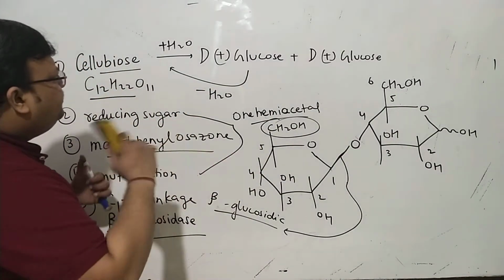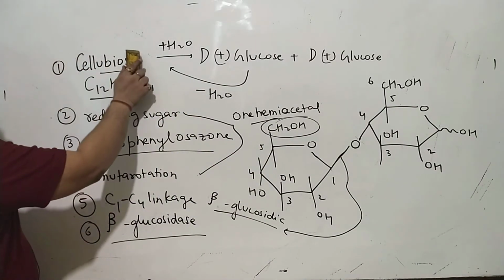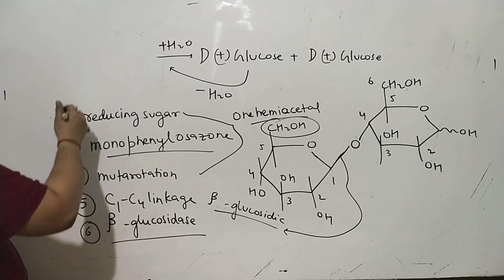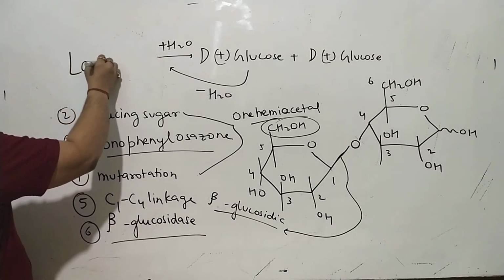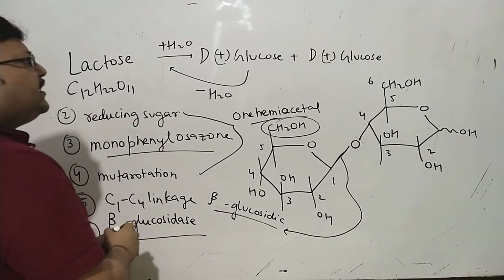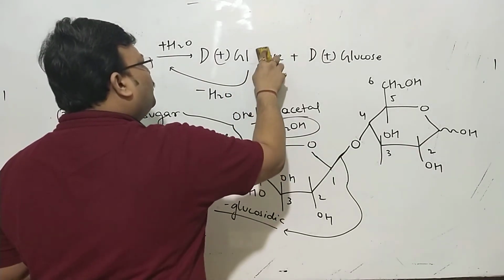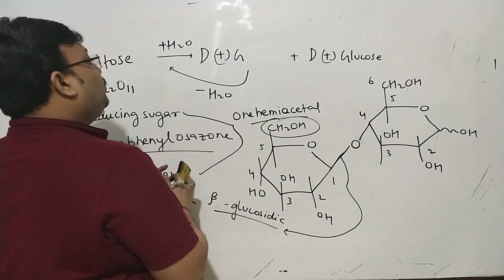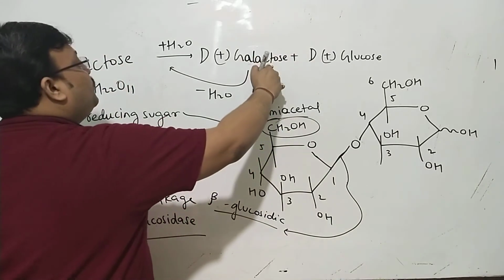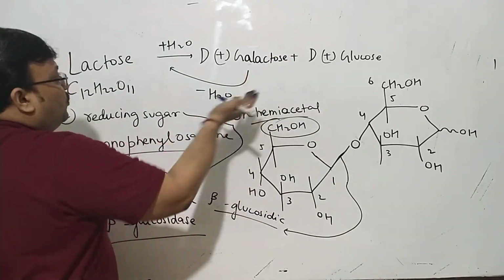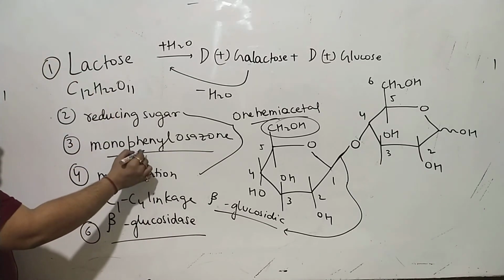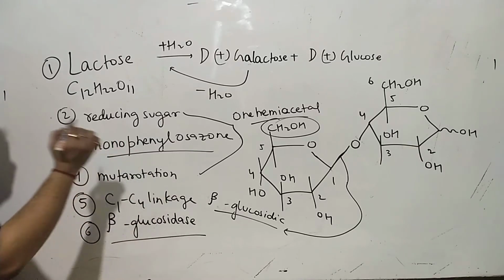And the last sugar I'll want to take up in this particular video is the very popular lactose. Again with the same formula, C12H22O11. This time the only difference is it will give you 1 mole of glucose and 1 mole of galactose, which means 1 mole of galactose and 1 mole of glucose would lose water to give you a mole of lactose. It's also a reducing sugar, monophenylosazone, mutarotation, C1-C4 linkage.